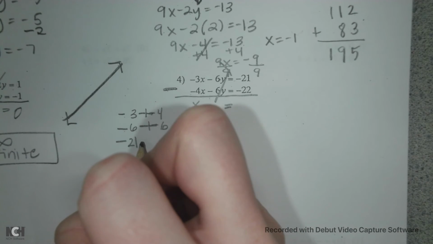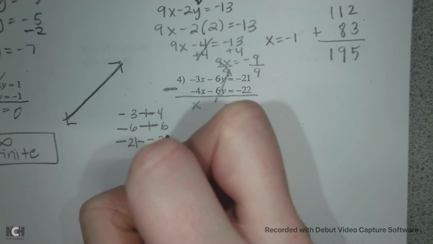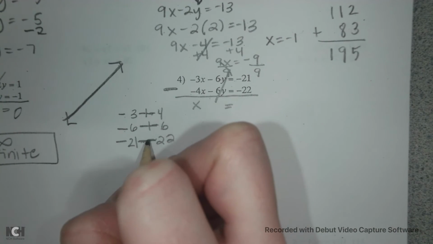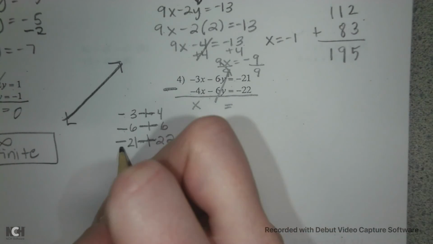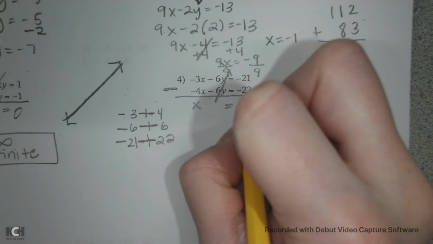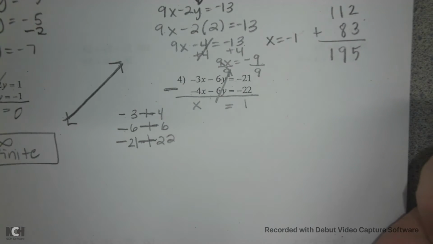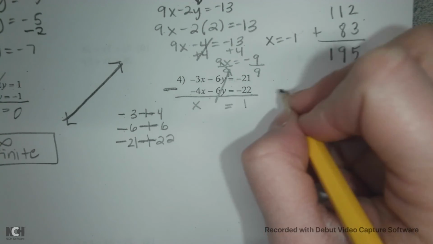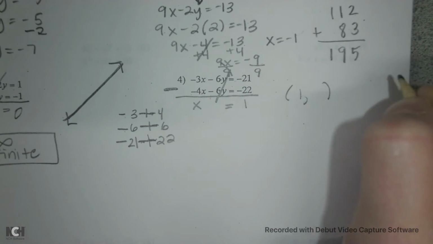Okay, the same on the last guy. Negative 21 minus negative 22. Well, again, these two negatives turn to a positive. Okay, and we're left with 1. So x is equal to 1. So now I'm going to plug that in. I have my answer of my x value.